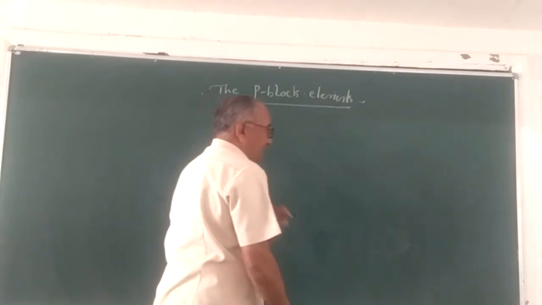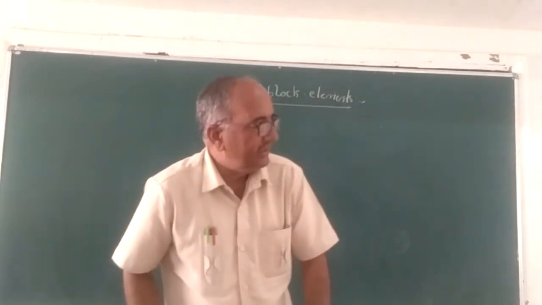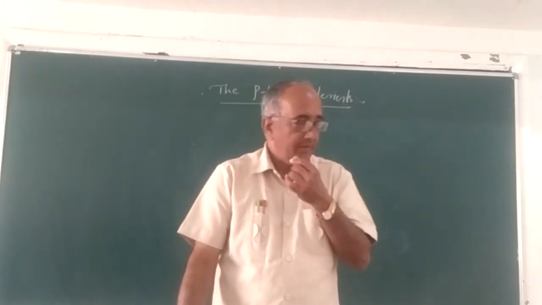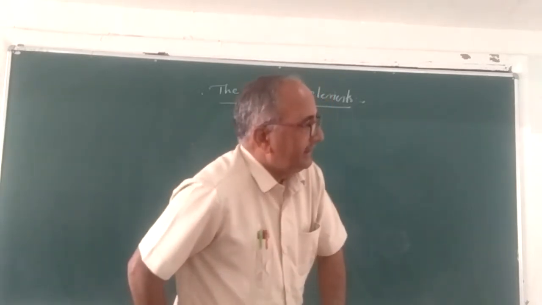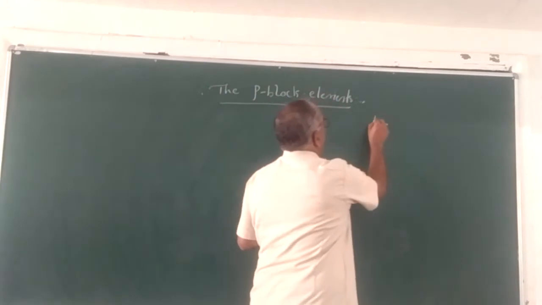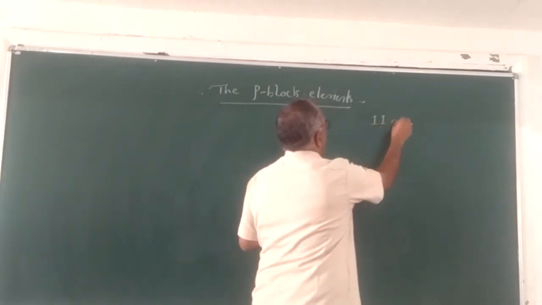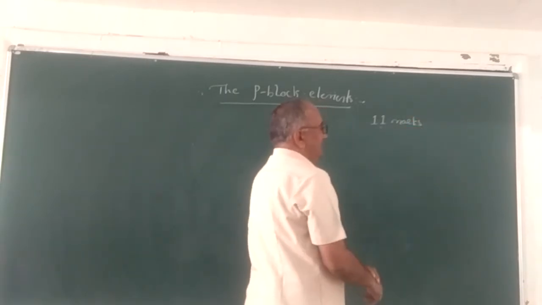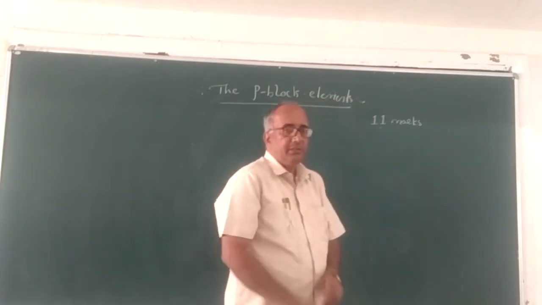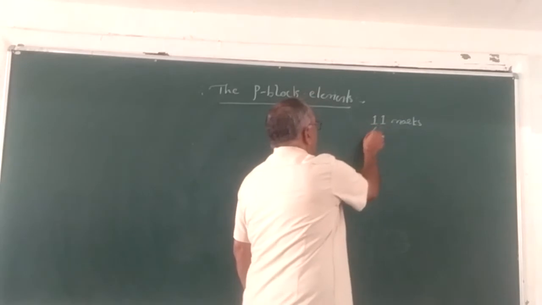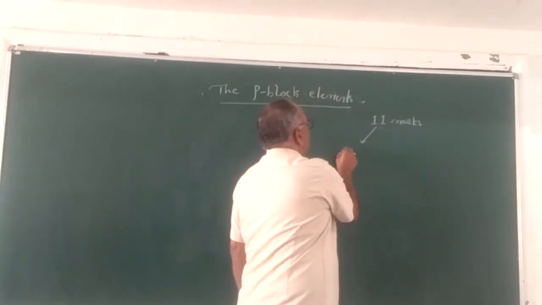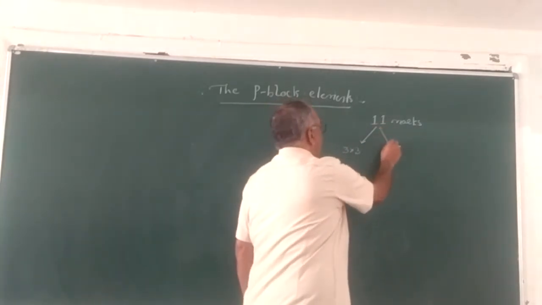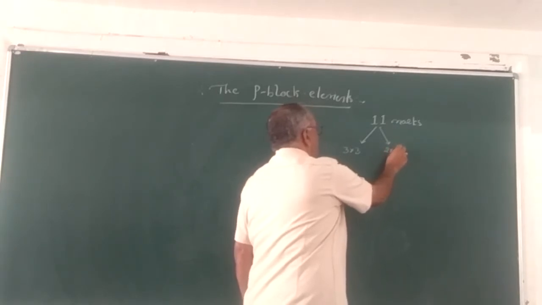So this is one of the biggest chapters under chemistry, PU second year chemistry, and the weightage for this chapter is 11 marks. The 11 marks are distributed into three 3-mark questions and one 2-mark question.